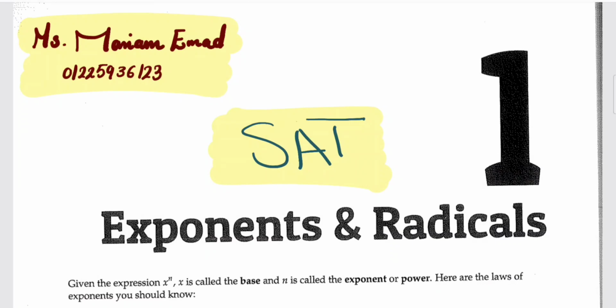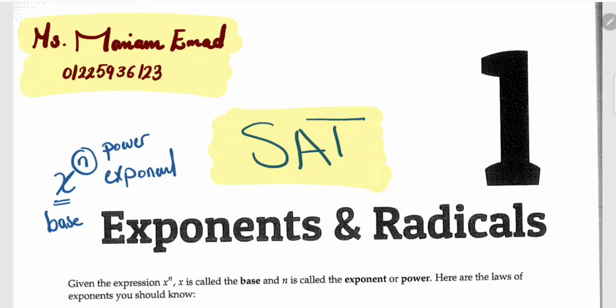Today we will start with the first concept, which is exponents and radicals. Let's start with the exponents. What are exponents? The exponent is the power, so you can say exponent or you can say power. It's in the form of x to the power n. x is called the base and n is called the power or exponent. Okay, so this is the form of the exponents.